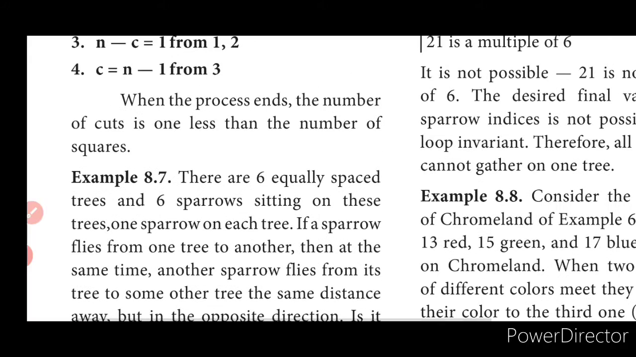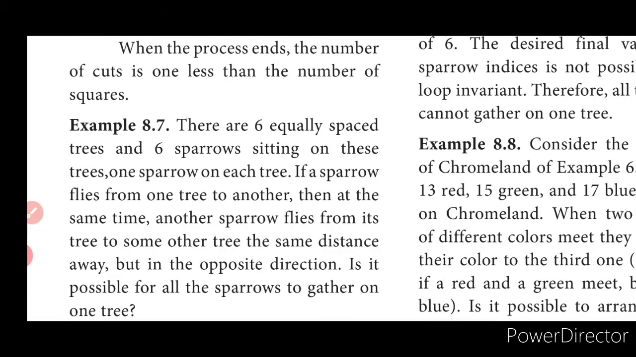Now, let us move on to the next problem. There are 6 equally spaced trees and 6 sparrows sitting on these trees. So there will be 6 trees there. They have equal distances and there are 6 sparrows sitting on the trees.